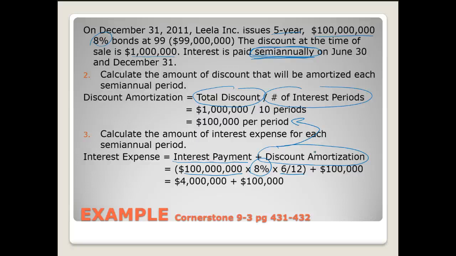Plus, I add to the fact that $100,000 of discount amortization is occurring every time the interest is paid. So the interest expense for every semi-annual interest period is $4,100,000.